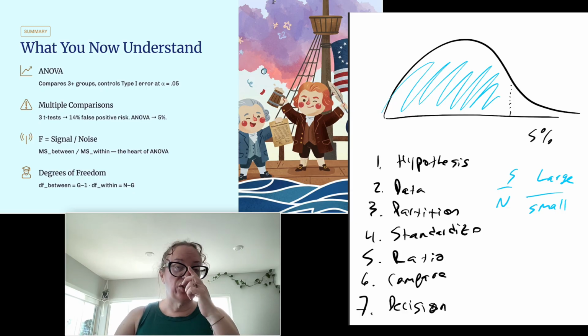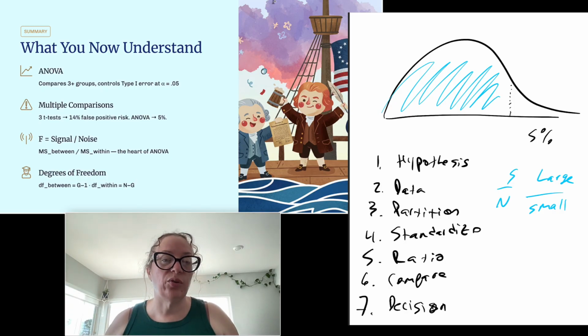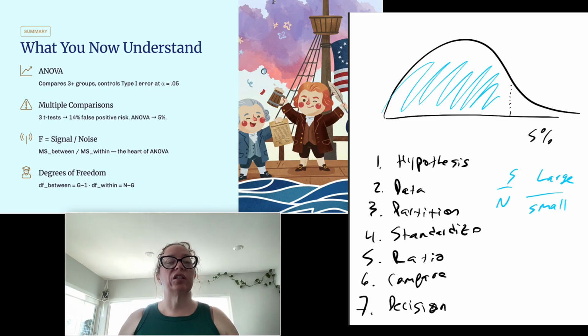And then you should understand signal versus noise. Between group variance is how far apart group means are. That's the signal. Within group variance is how spread out scores are within the groups. That's the noise. And the F ratio is going to be signal over noise. A large F means the signal way exceeds the noise and the groups are most likely different. An F near 1 means that the signal is roughly equal to the noise, so there's no evidence of group differences.